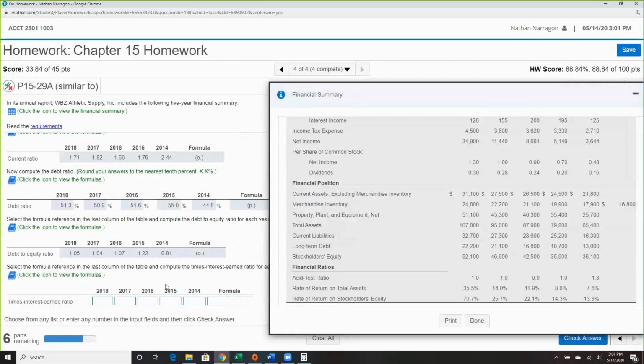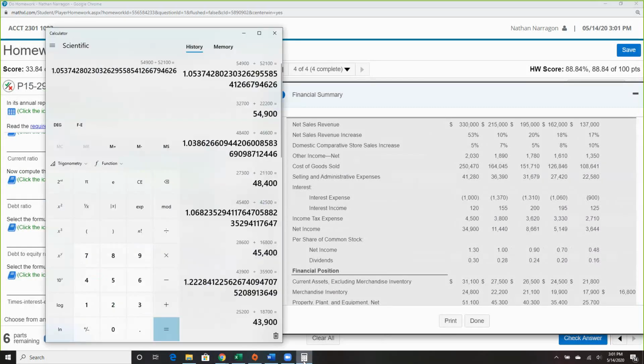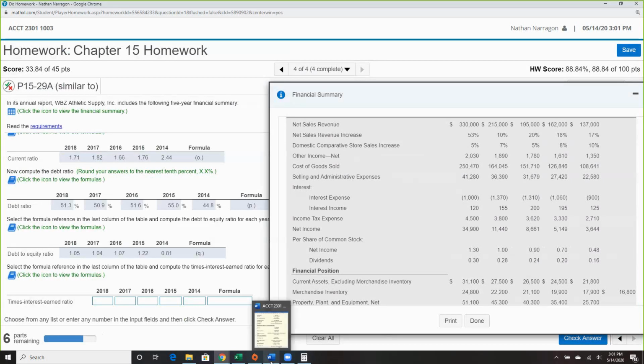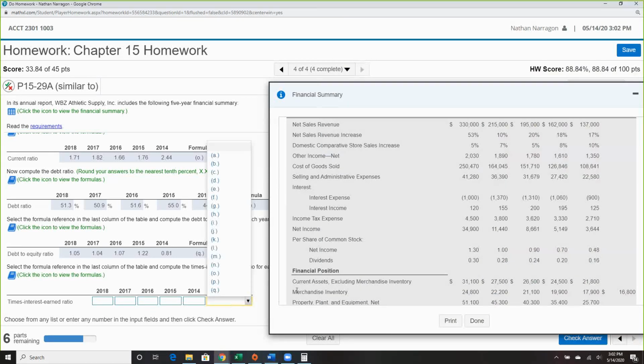Okay, last formula. And we're going to need information up here, I bet. So, times interest earned is net income plus income tax expense plus interest expense divided by interest expense. Okay.